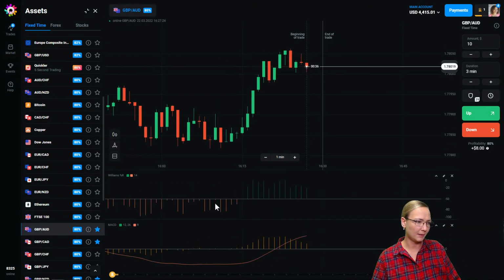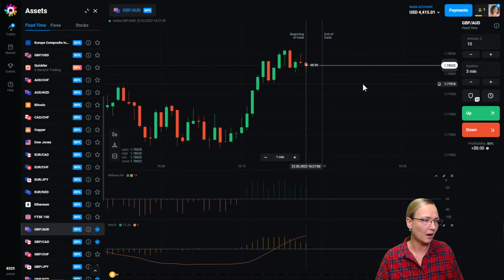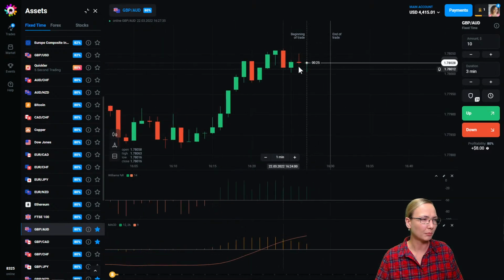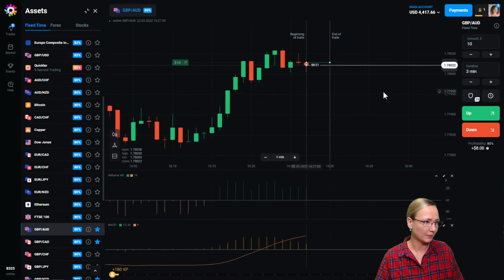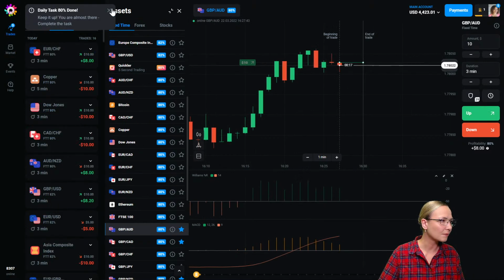GBP AUD. You see how the signal line crossed? We got bullish histograms on both of the oscillators. It says GBP AUD. Looks like the price is resting a little bit. Go ahead and try that for 3 minutes as well. Let's see what's going on here.